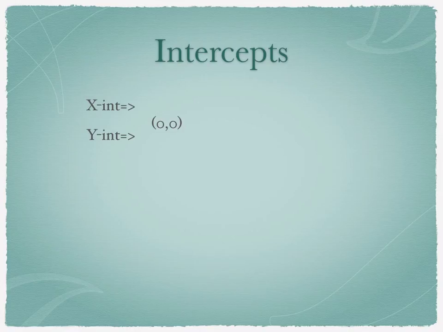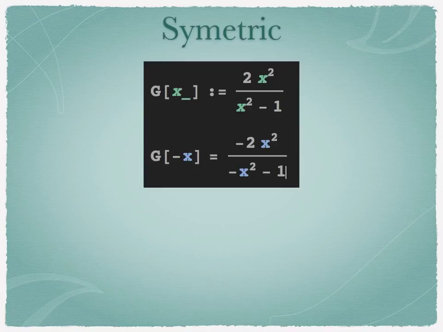Now for the intercepts, we have 0 and 0. If we put the x value as 0, we get 0. If we put the y value, we get 0 as well. Now we need to do the symmetric test. So whenever we put a negative value into our function, we get the same function. That means we have an even function that is symmetric about the y-axis.